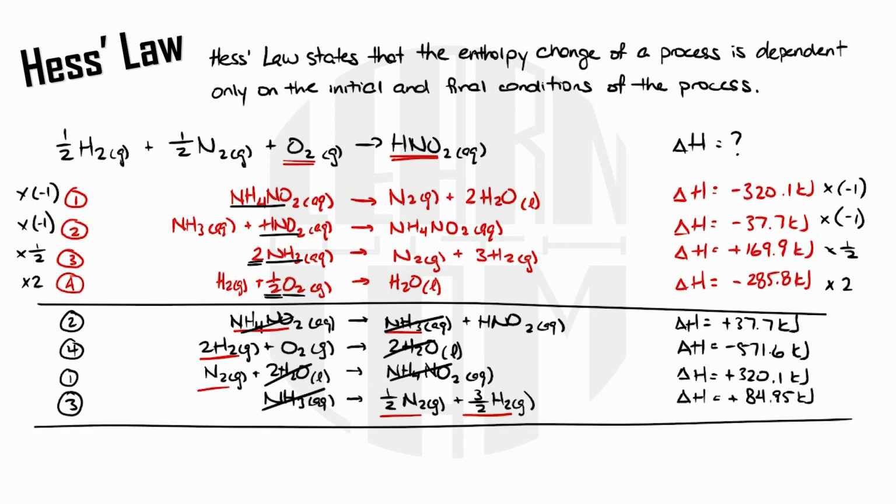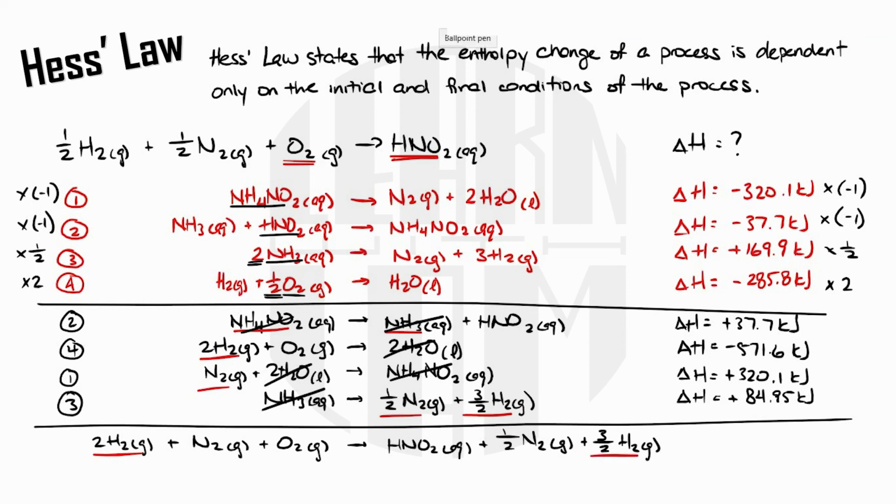Alright, so in total I have 2 hydrogen gas plus nitrogen gas plus oxygen gas, and that makes nitrous acid plus half nitrogen gas plus 3/2 hydrogen gas. Now, notice we've got hydrogen gas on both sides of my equations. We're still going to cancel them out, but they won't cancel out completely. If I cancel out 3/2 of hydrogen on both sides, that still leaves me with 1/2 hydrogen in my reactants. Similarly, for nitrogen, if I cancel out half a nitrogen on both sides, that leaves me with half a nitrogen in my reactants. But that's actually perfect, since that's what we needed for our desired reaction anyway.